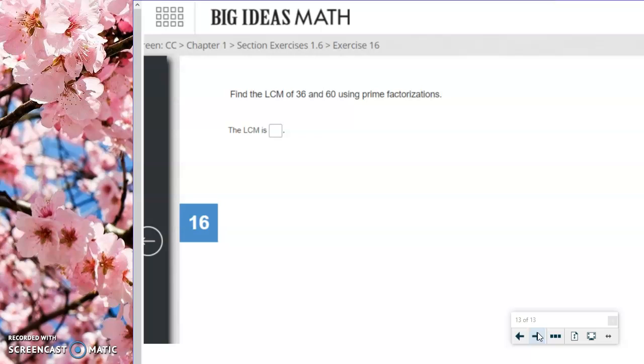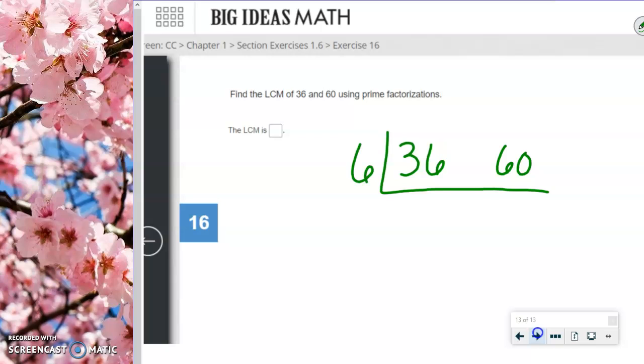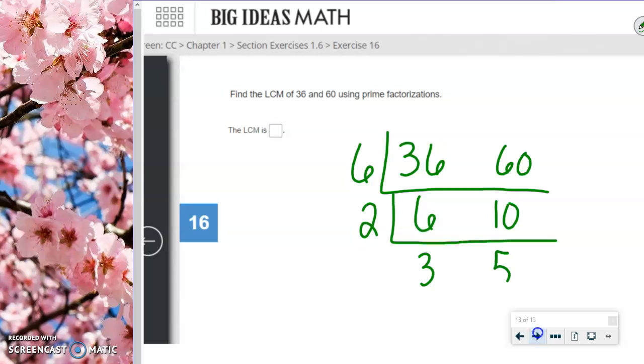Question number 2 says, what is the LCM of 36 and 60? Well, again, I write 36 and 60, use my upside down division bar, and I think to myself, what number can I divide out of both 36 and 60? I see 6, so 36 divided by 6 is 6, and 60 divided by 6 leaves me with 10. Well, I see those are both even numbers, so I know I can divide a 2 out of both of those. 6 divided by 2 leaves me with 3, 10 divided by 2 leaves me with 5, and I can't divide anything out of those numbers.